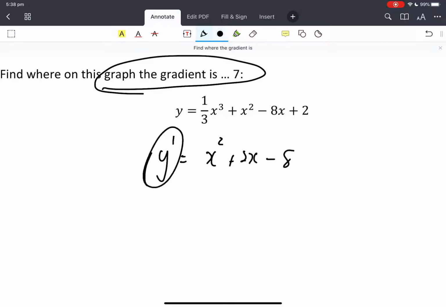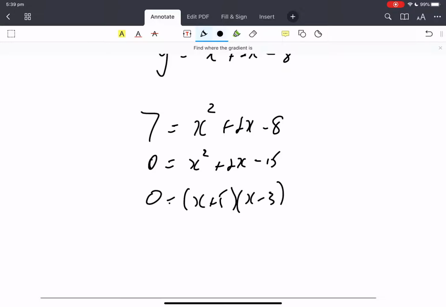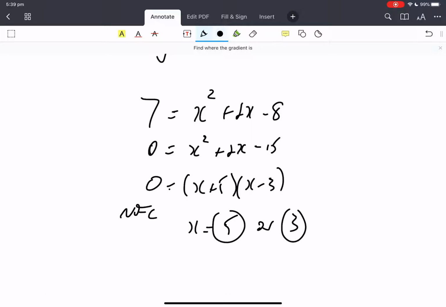And we want to know where the slope is 7. How do we solve that? Yes, it's a quadratic, which is x5, I'm hoping, yes, null factor law. Rightio. So we've got 2 answers for when the slope is 7.